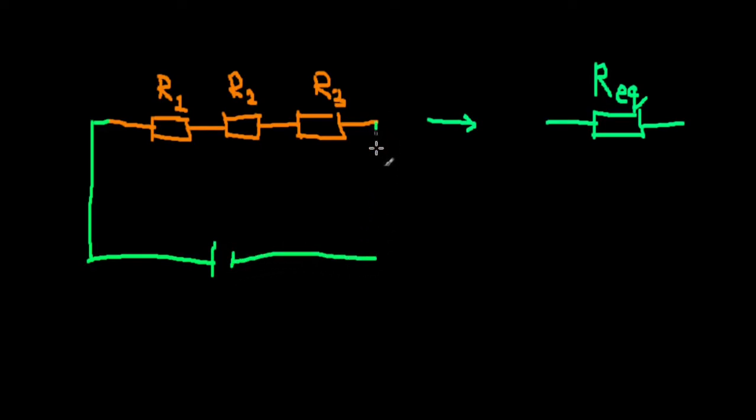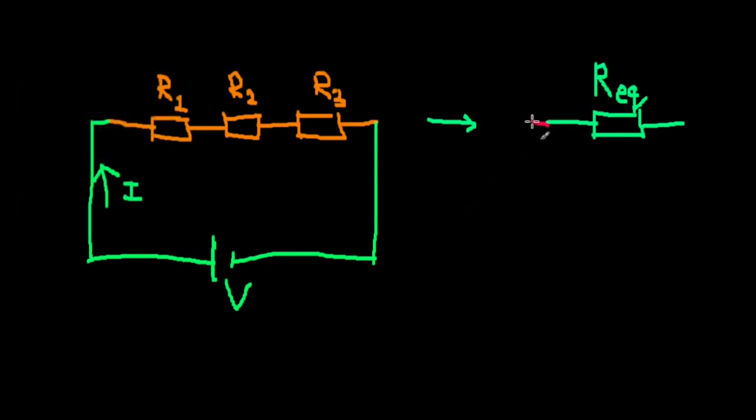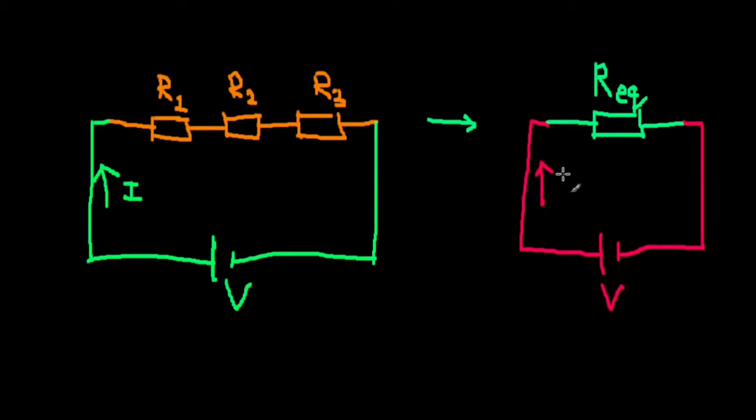So if we connect some battery of voltage V across this combination, let's say there's a current I here. Now, as I said a while ago, if we connect the same battery across this equivalent resistor, same voltage V, it needs to take in exactly the same current as here. So that's all fine and well.